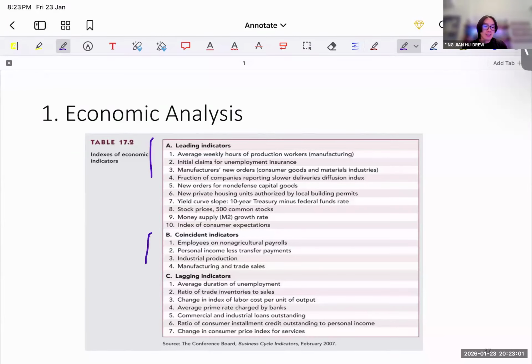There are things like coincidental and lagging indicators. However, they're not so critical in doing valuation because typically when we value a company, we want to know what the future of the company's performance is, right? Which is why we use the leading indicator instead of something that is lagging or coincidental, right? So our focus is really on what's the future of the company.